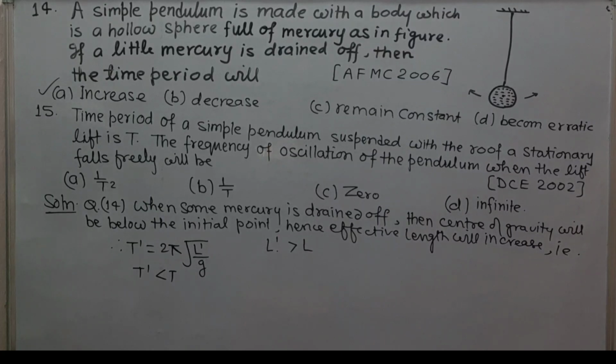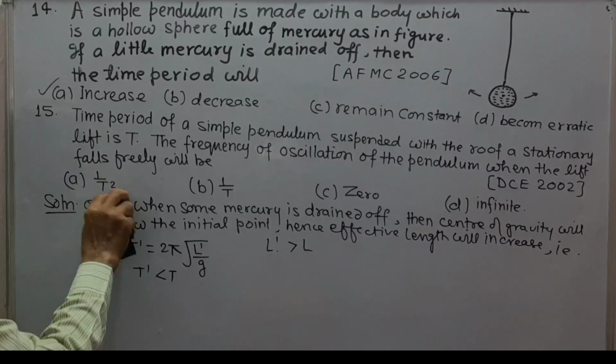Next, question number 15. The question is: time period of a simple pendulum suspended with the roof of a stationary lift is T. The frequency of oscillation of the pendulum when the lift falls freely will be. Now solution to question 15.